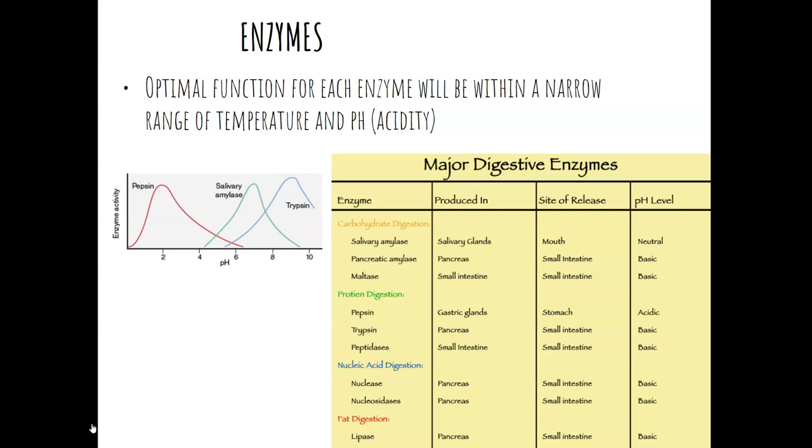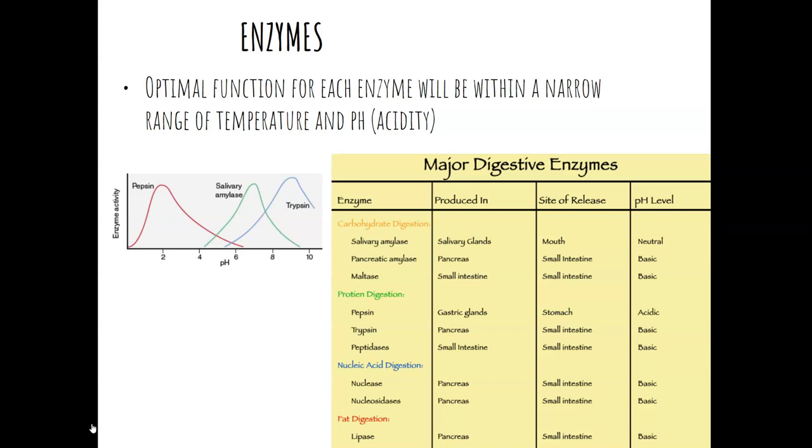On the other hand, protein is digested by enzymes like peptidases, trypsin, and pepsin. And these require different pH levels as well. Pepsin is released in the stomach and requires an acidic pH level, whereas trypsin and peptidase require a basic pH.